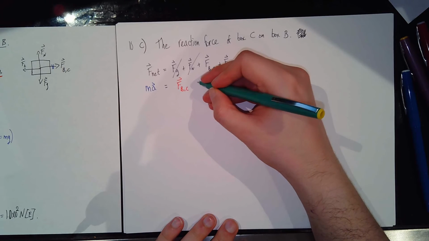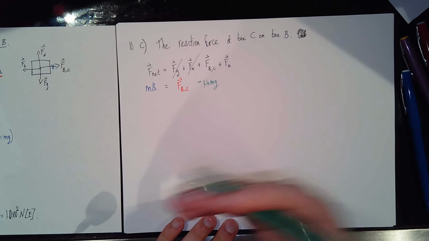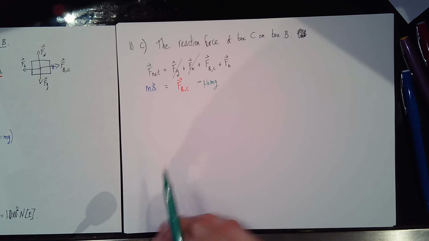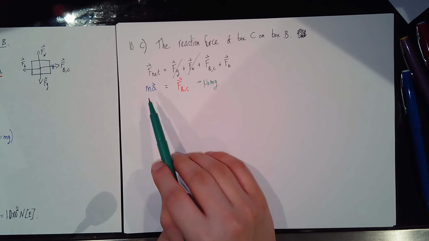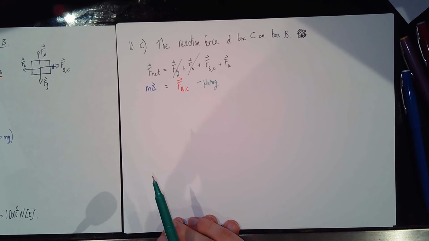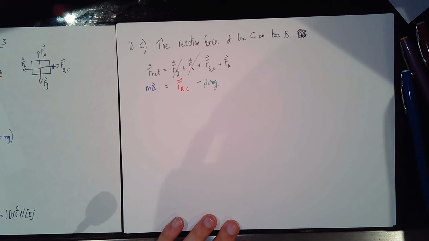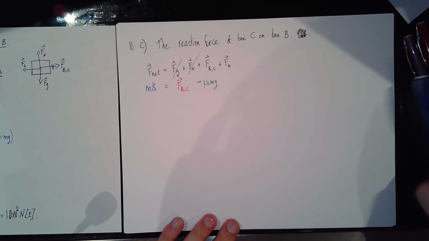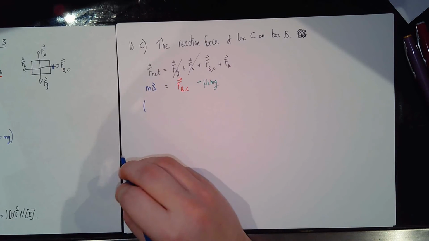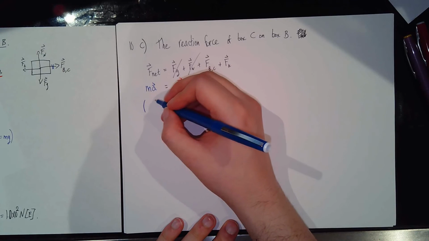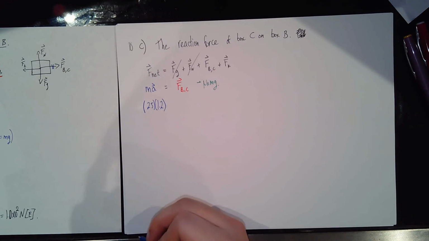And then finally, our force of kinetic friction is going to be minus mu k mg, right? And that's exactly this for the same reason as we did in part B. This negative sign is because it's going in the opposite direction of the net force and this force that B has on C. And so now, really, all that's left is to put our numbers in. We know that the mass of this box C, the very last one, is 25 kilograms. The acceleration is the same as the system, which is 1.2.